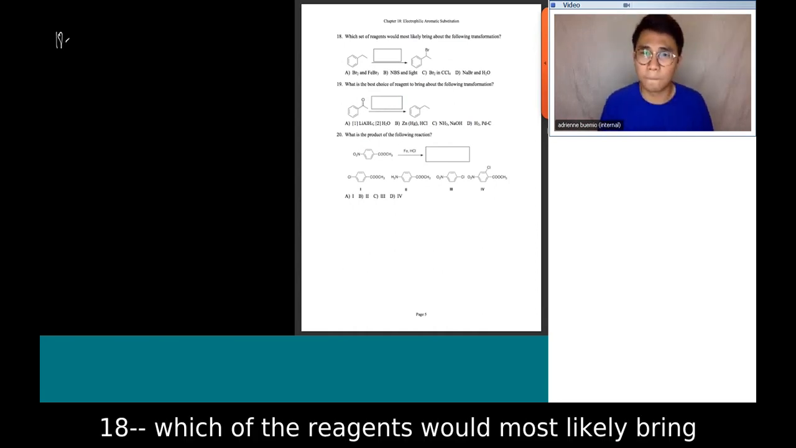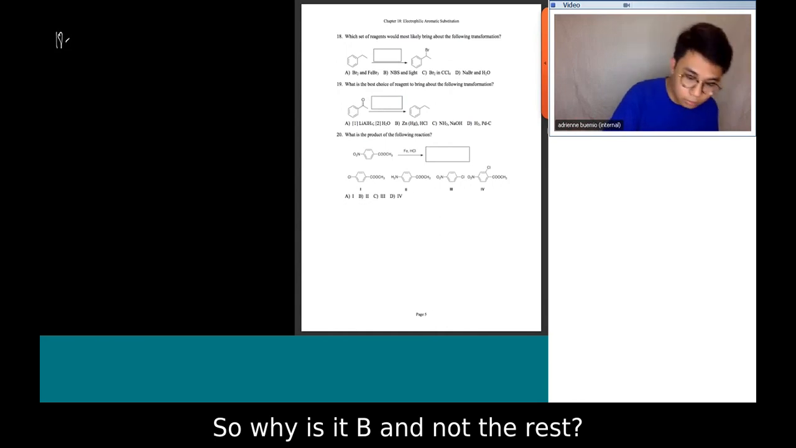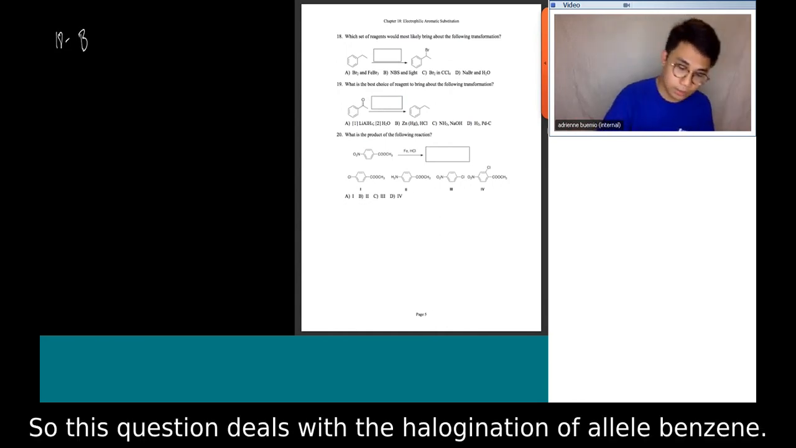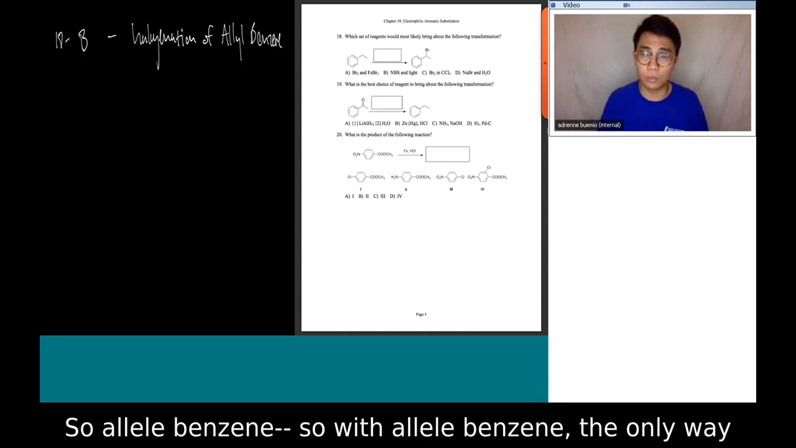18, which of the reagents would most likely bring the following reaction? So why is it B and not the rest? This question deals with the halogenation of allyl benzene, right? So allyl benzene.